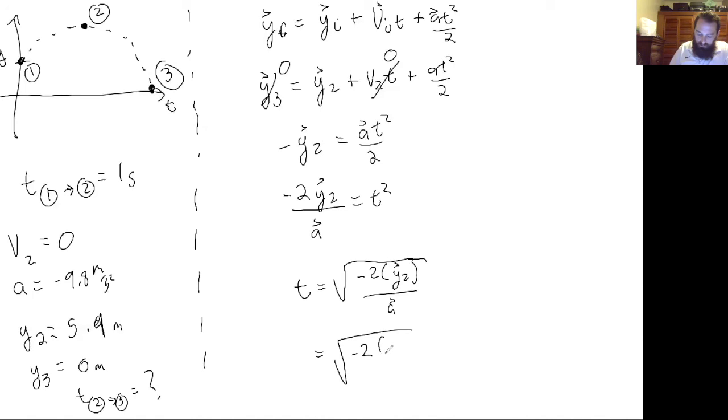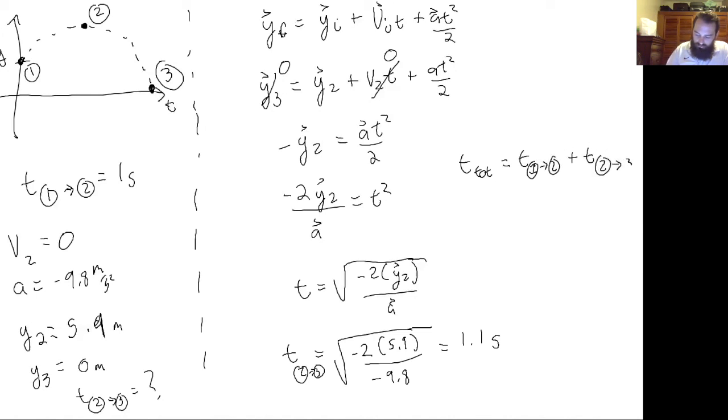Minus 2 times 5.9, over negative 9.8. And that gives you a time of 1.1 seconds. This was the time to go from 2 to 3. So if you want your total time, which was t from 1 to 2 plus time from 2 to 3, that gives you your 1 plus 1.1, which is the same 2.1 seconds that we had before.